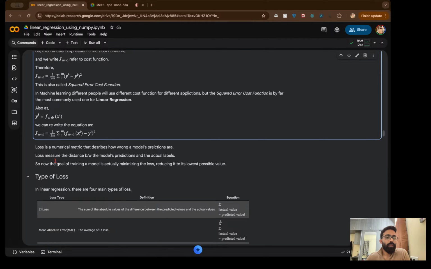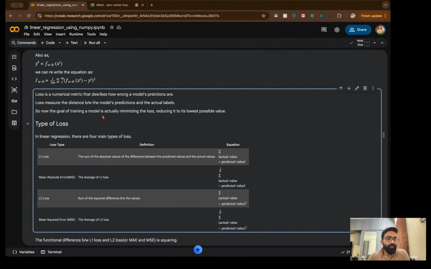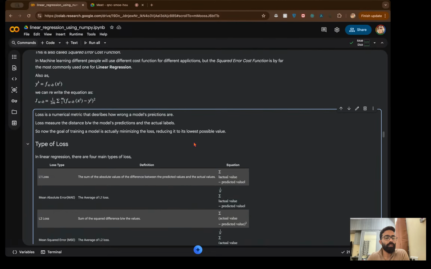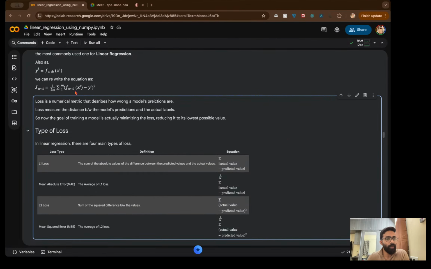Okay, this is all the markdown cells. We are not running the code yet. We are understanding the mathematical part of it, and then we'll implement this function. Now, loss is a numerical metric that describes how wrong a model's predictions are. Loss measures the distance between the model's predictions and the actual labels. Here your terminology came, labels. Are you happy now, Simran?